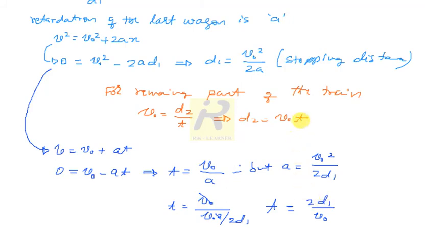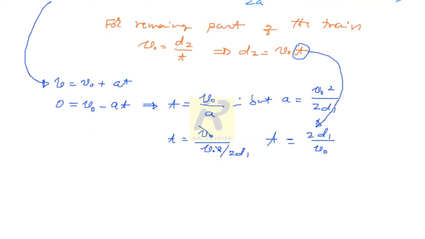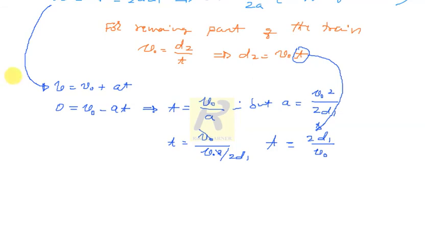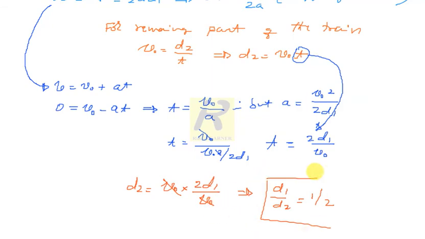Now use this time here, in this part. So d2 equals v0 multiplied by t, that is 2d1 divided by v0. v0 and v0 get cancelled, and from here itself I can simply get d1 by d2 equals how much? It is half, right? So the ratio they asked me to find is what I obtained here.